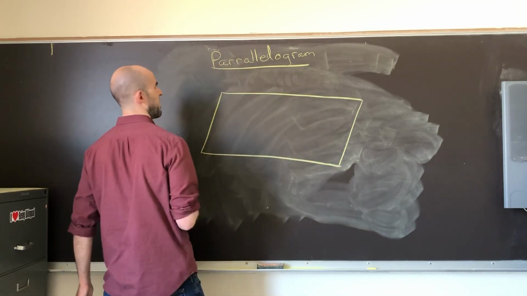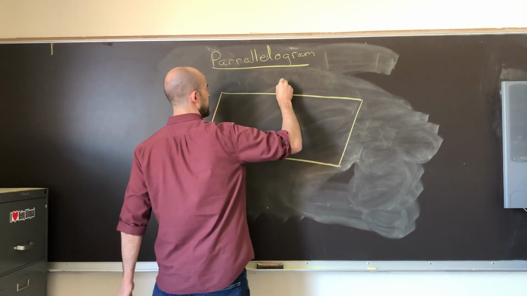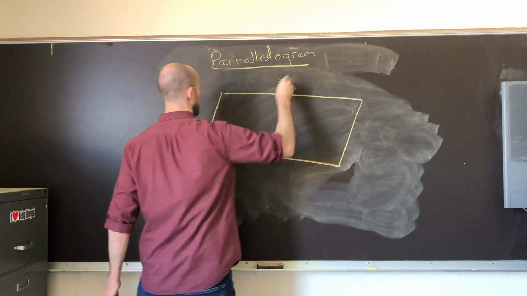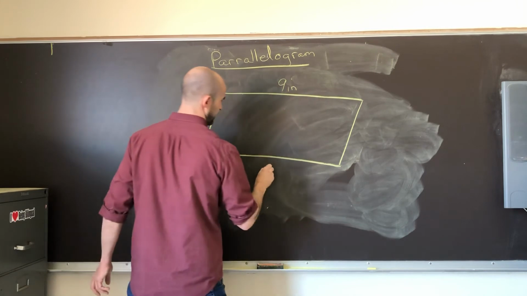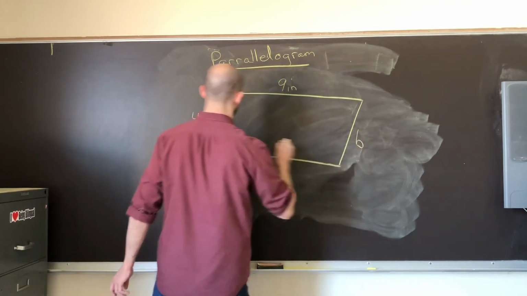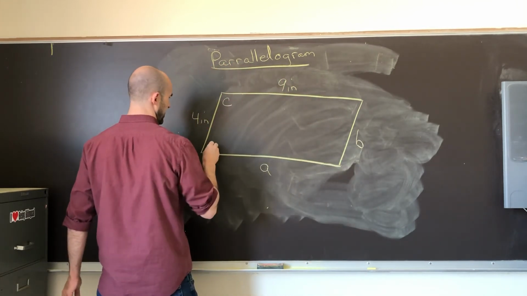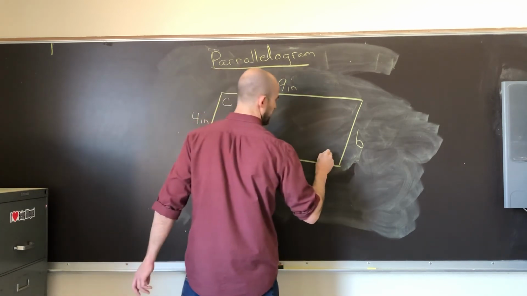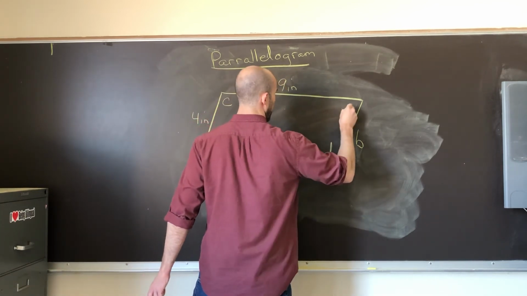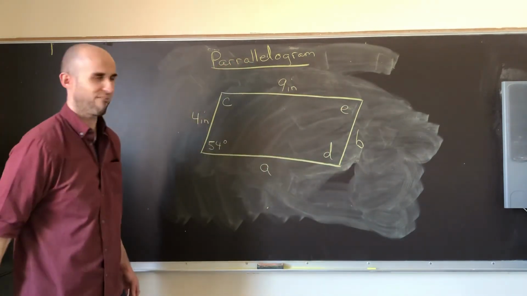So again, let's say we have a parallelogram. This is 9 inches. This is 4 inches. This is A, that's B. Let's call this C. Let's call this 54 degrees. Let's call this D. And let's call that E, right? Let's say I wanted to find everything.